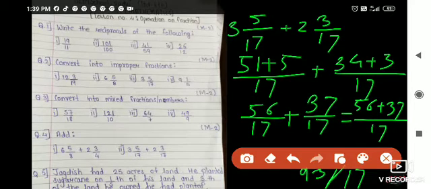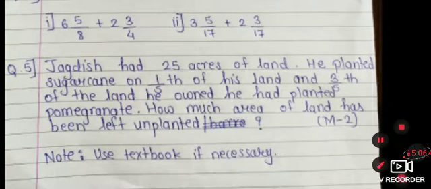Now after this question we will see the next question, question number 5. Jagdish had 25 acres of land. He planted sugarcane on 1/5 of his land, and 3/5 of the land he planted with pomegranate. How much area of land has been left unplanted? So from this we have to find out the area which is unplanted.